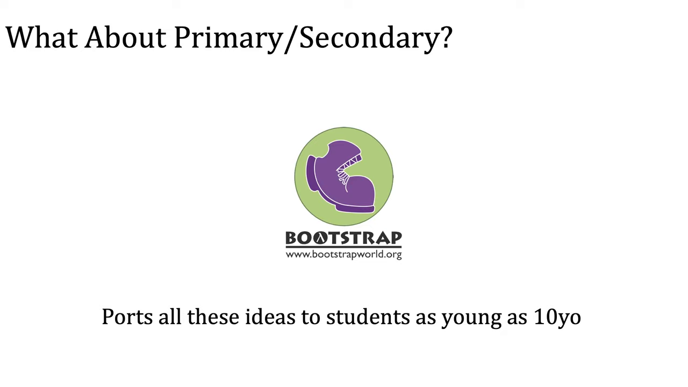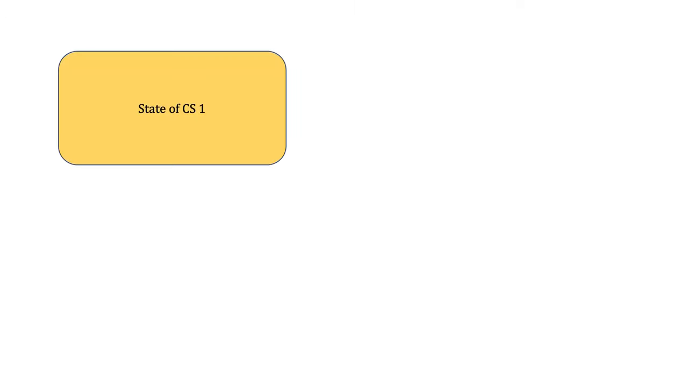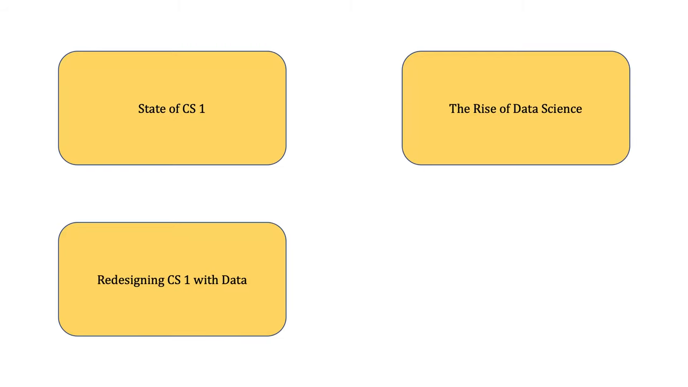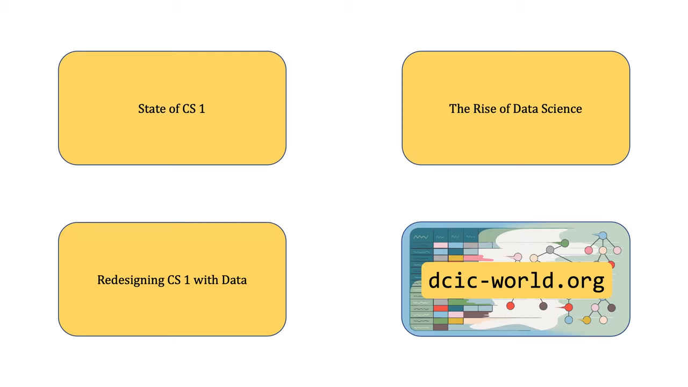Okay. So just to remind you what we did today, I started off by talking about what I think is the state of CS1 at a lot of places. Talked about the rise, and maybe if you want to call it the threat of data science, and then talked about what it might mean to redesign CS1 without losing any of the things that we value and find important, but around this new world that we live in, not just as a response to a threat, but viewing it also as an opportunity. And our work is all at dcicworld.org, and you're welcome to go try it out and talk to us about it.